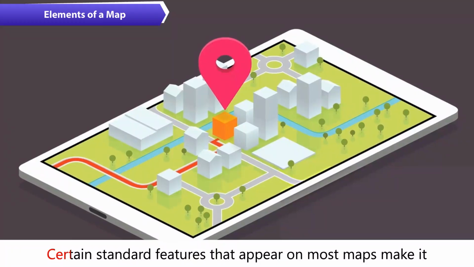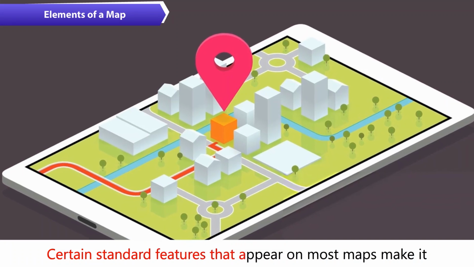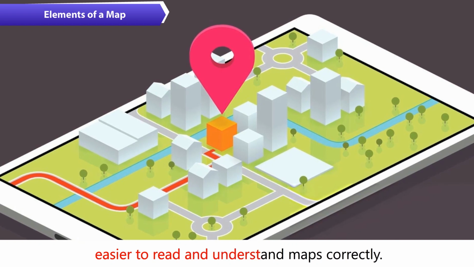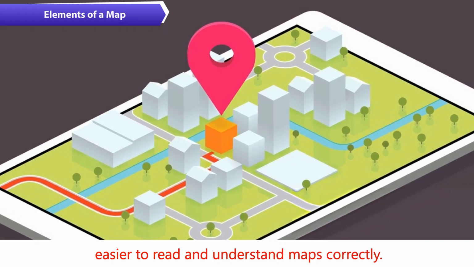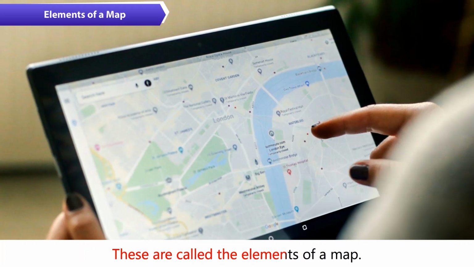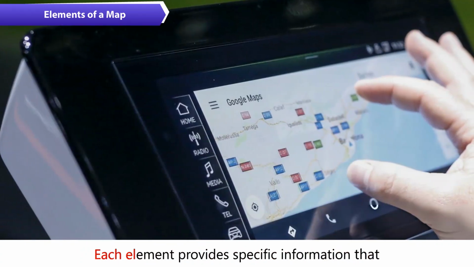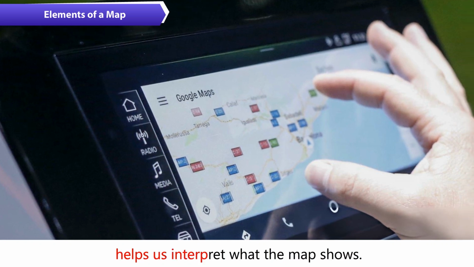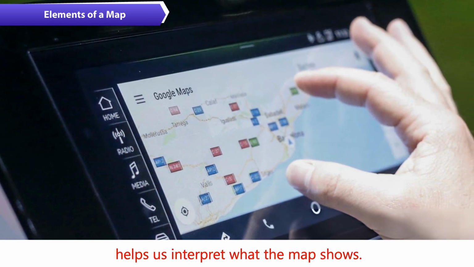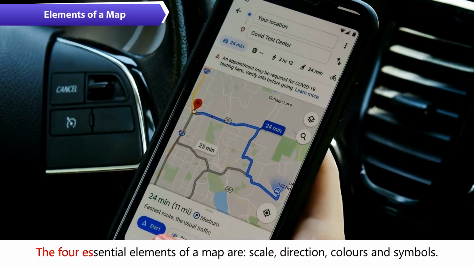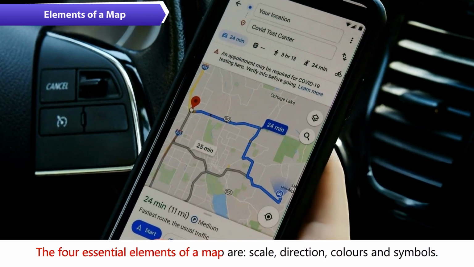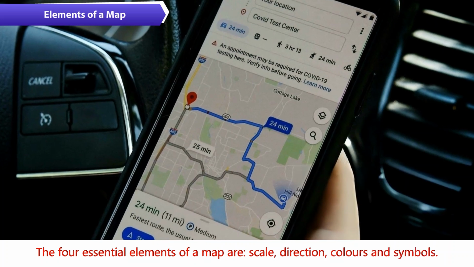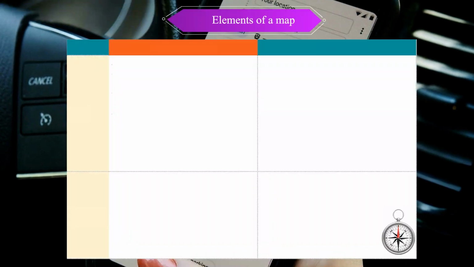Elements of a map. Certain standard features that appear on most maps make it easier to read and understand maps correctly. These are called the elements of a map. Each element provides specific information that helps us interpret what the map shows. The four essential elements of a map are scale, direction, colors, and symbols. Elements of a map.